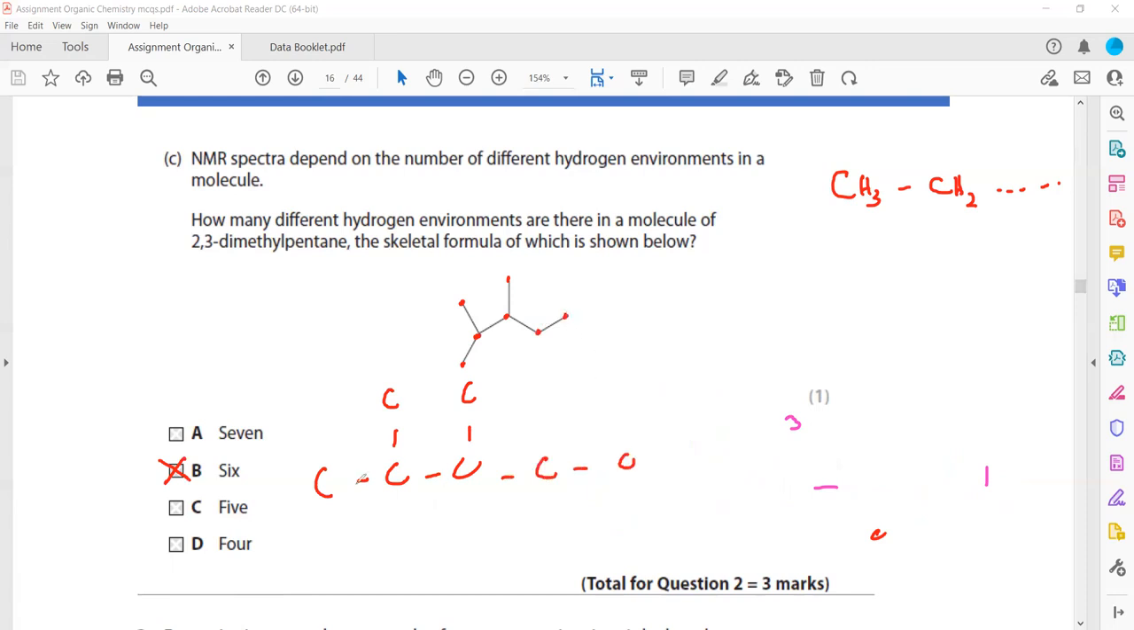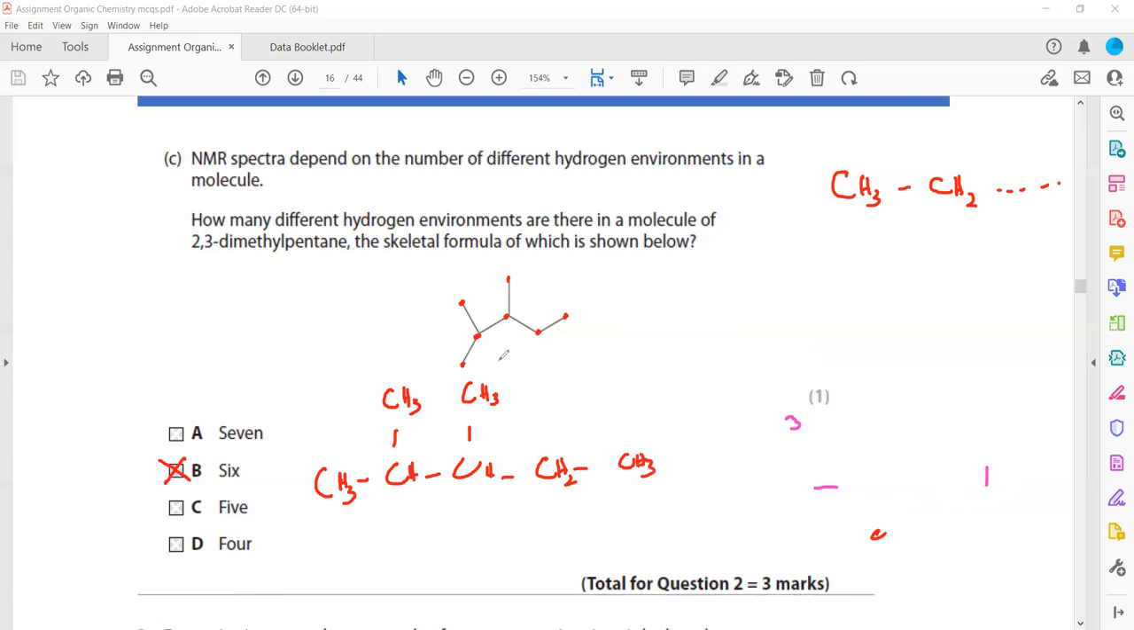So we draw the first carbon, and then how many hydrogens? Because one bond is there, this will have three hydrogens. One bond, three hydrogens. Three bonds, so one hydrogen. One bond, three hydrogens. Three bonds, one hydrogen. Two bonds, two hydrogens. One bond, and three hydrogens. This is how we draw the structure.